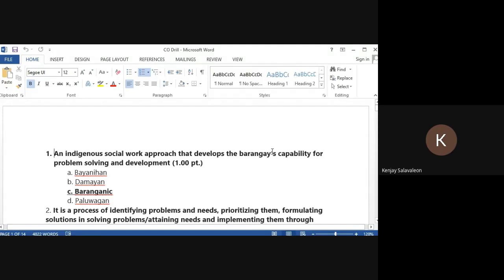meron din tayong iba't ibang approaches, no? Baranganic approach is one of the three approaches in community organizing. Una diyan is yung baranganic approach. Yung baranganic approach, alam naman natin, we empower the barangay structure, yung punong barangay, the council, the SIL, and other administrative support na mga personnel. Yun yung ibig sabihin.